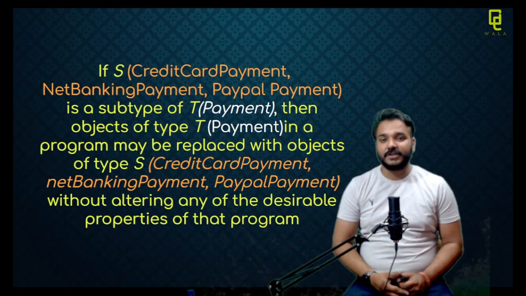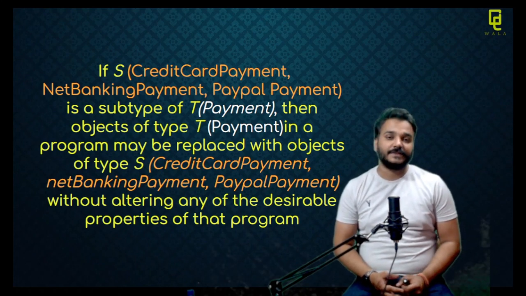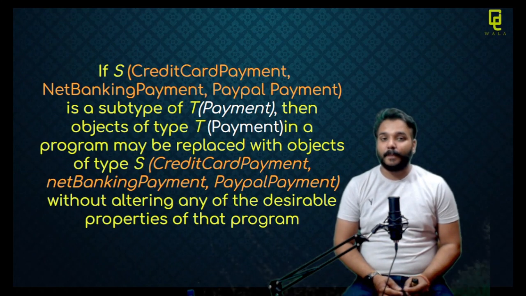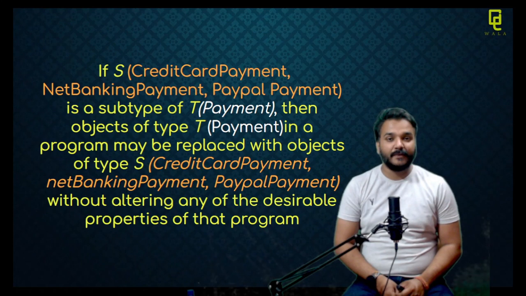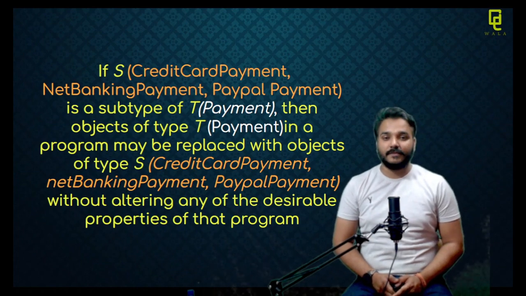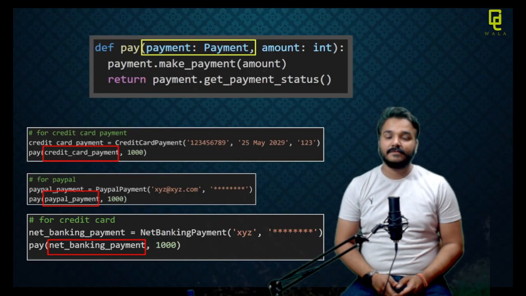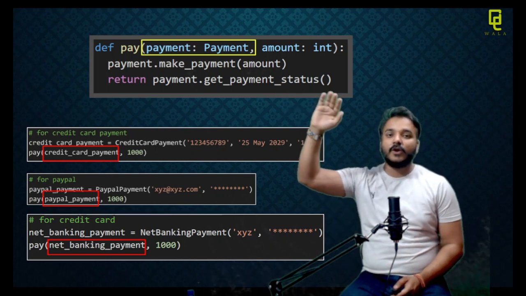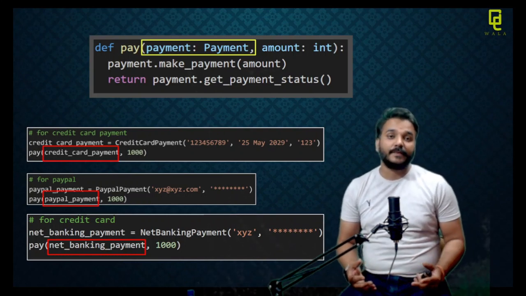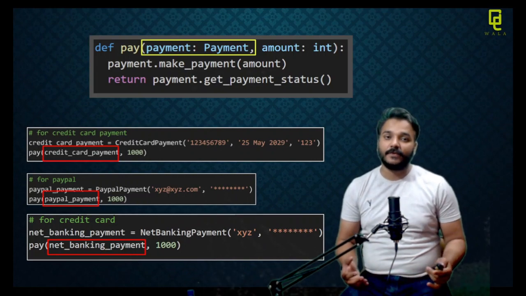Now let us understand the definition in the very first slide we have seen. If S, credit card payment, net banking payment and PayPal payment is a subtype of payment, then objects of payment in a program may be replaced with object of credit card payment, net banking payment and PayPal payment without altering any of the desirable property of program. That's what we have seen. In the pay method, we are not doing any changes to support a new class or a new payment. This is what LSP principle says. And this is the benefit of LSP principle.